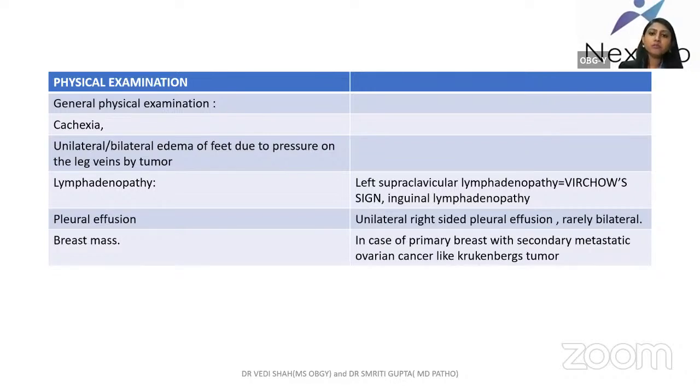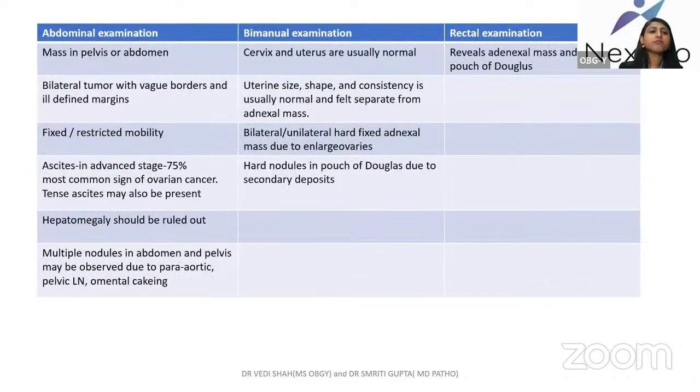Then pleural effusion might be noted on the respiratory system examination, where unilateral right-sided pleural effusion is noted. And sometimes a coexisting mets or breast mass could be present. It could either be the primary breast tumor with the secondary ovarian tumor, or it could be a different tumor. So that needs to be assessed.